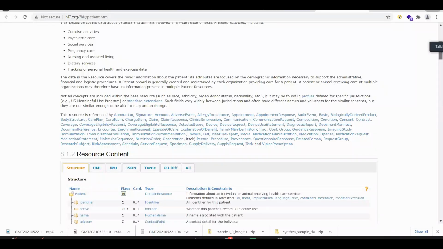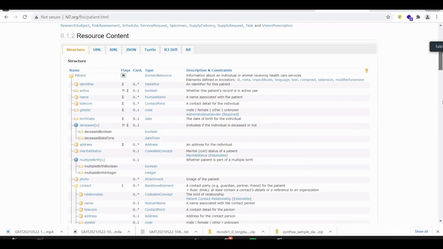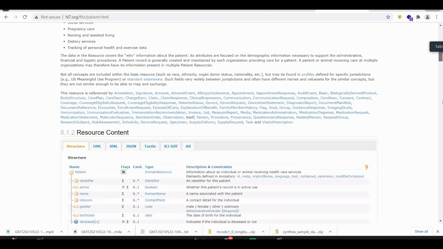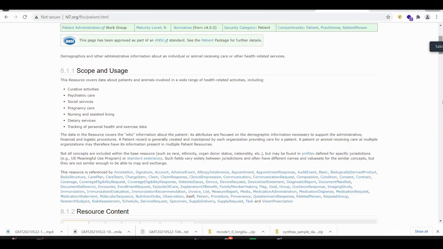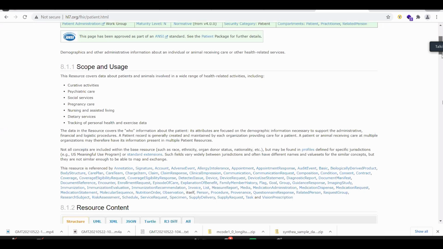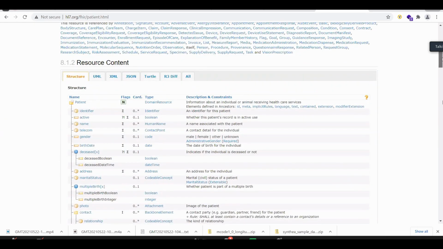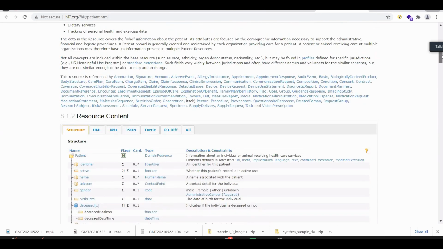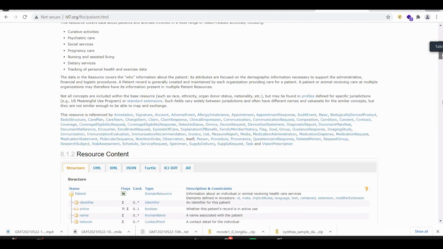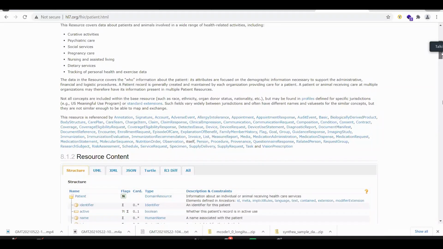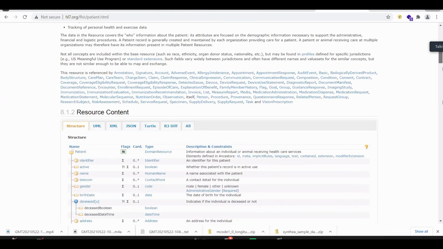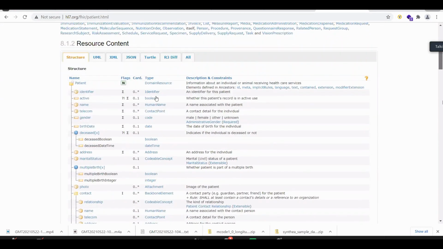It's very important that whenever you are trying to implement and you want to find out which resource is applicable, or which resource you want to use, if you have an idea of that resource, just go to the resource page and look at the scope and usage. Also, in combination with the resource content, figure out whether this resource is applicable or makes sense for your particular use case. Do that.